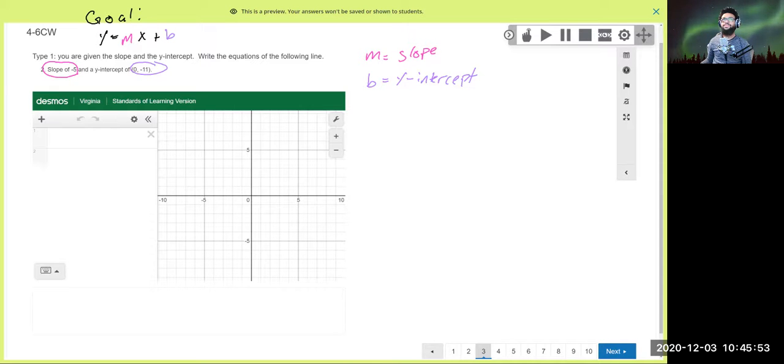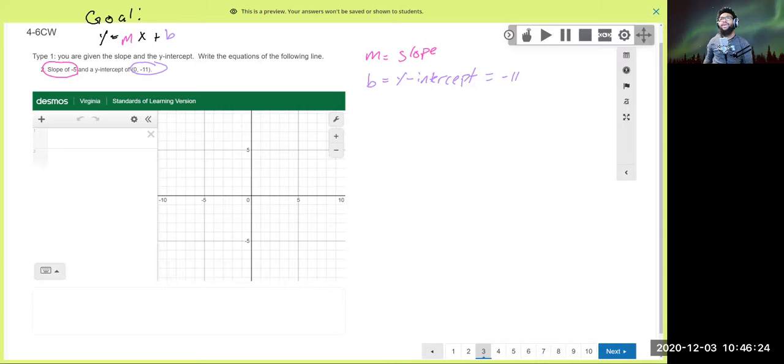Now, when we're looking at b, it's given us an ordered pair, but when we write it in an equation, we're just going to write the number. So our y-intercept is (0, -11), but our b, when we write it, is just going to be -11. You want to make sure you're careful with that. For type 1, it's giving us a slope and a y-intercept, and those are the two things we need for this question.